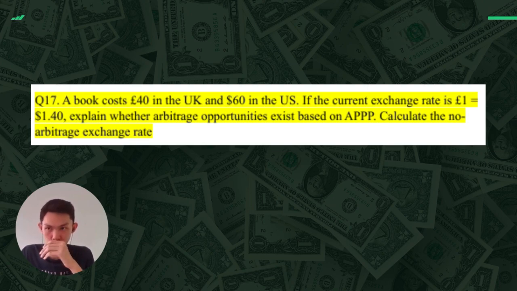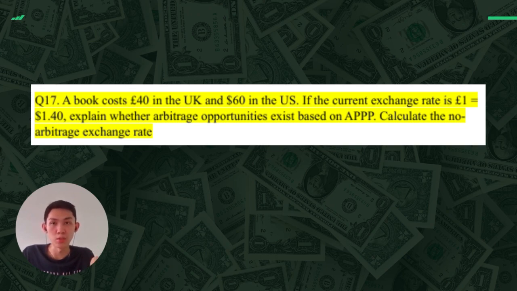So in question 17, we have to determine whether arbitrage opportunities exist or not based on APPP, and then we calculate the non-arbitrage exchange rate. So we have to convert the 40 pounds into the US price first. So we multiply the 40 with the 1.4 exchange rate, and then we will get $56. So we compare 56 and 60. 56 is the converted UK price, and then the 60 is the price in the US. So we can conclude the book is actually cheaper in the UK, which is $56, compared to the US, where they sell it at $60.